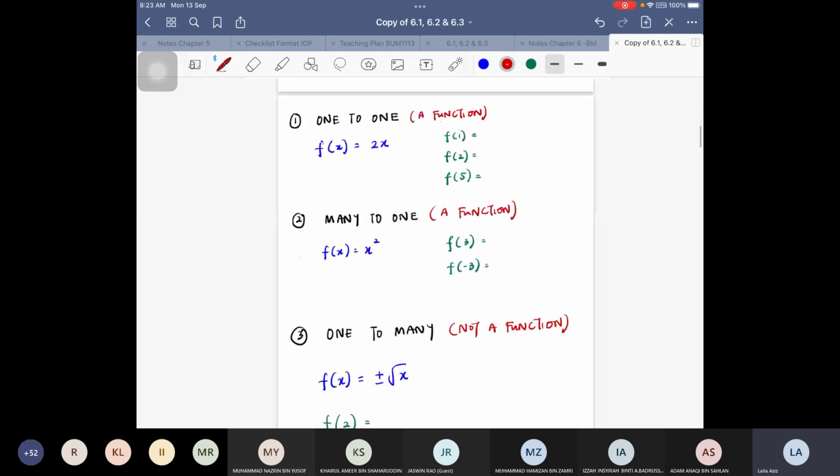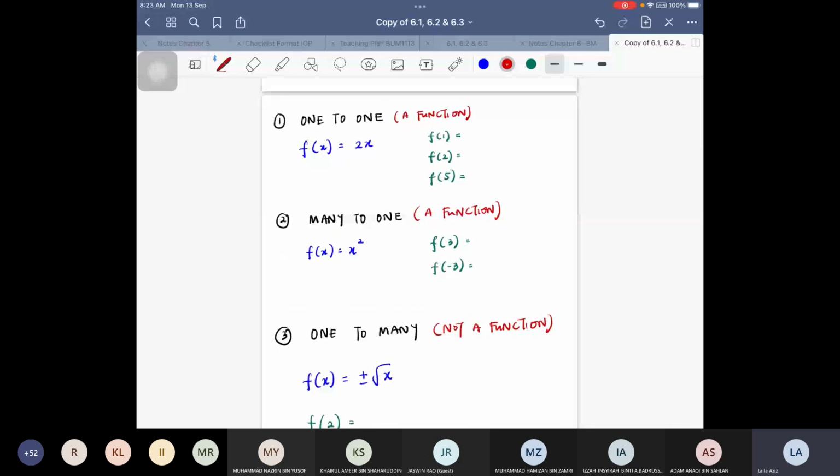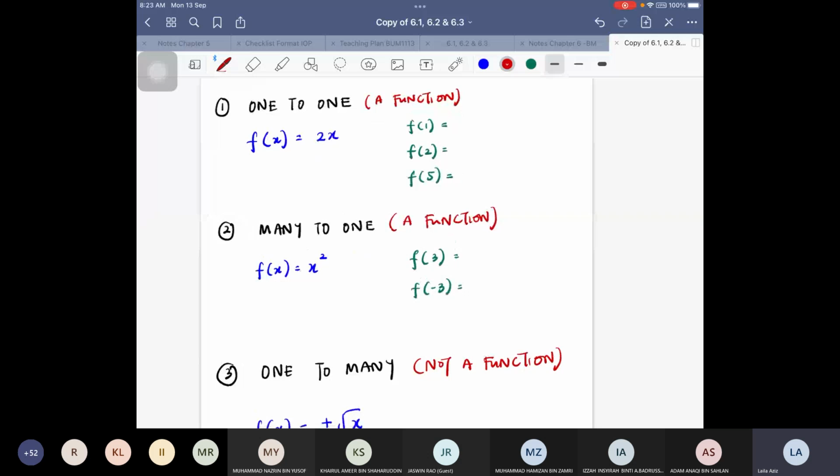Okay, sekarang kita nak tengok. Tadi kita tengok in term of relationship kan, in term of mapping. Macam mana one to one, many to one. So sekarang kita nak tengok in term of function pula. Kalau kita ada function dan tulis dalam bentuk equation macam ni, macam mana kita nak identify dia adalah one to one, many to one ataupun one to many.